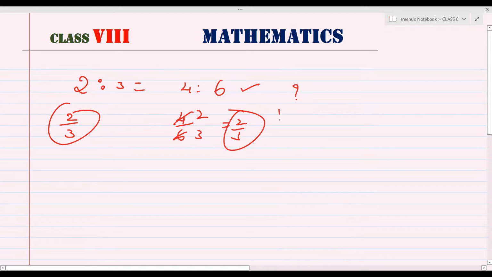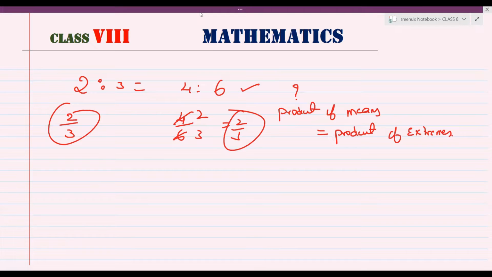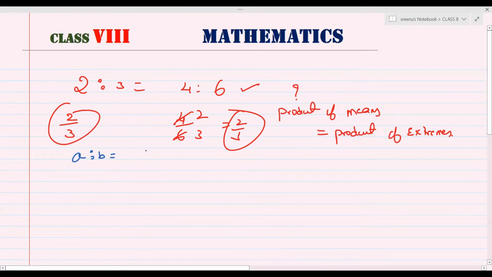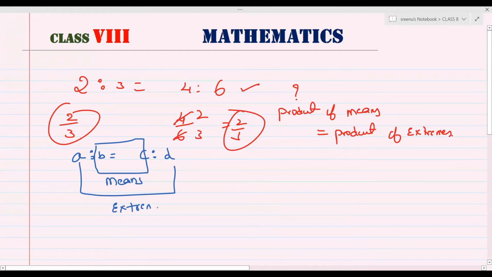If two ratios are equal, then they are in proportion. Then the product of means is equal to the product of extremes. This is the concept we'll see in this chapter. What are these means and extremes? Means are nothing but the middle terms. I will write A, B, C, D so you will understand. A is to B is equal to C is to D. Here B and C are said to be means, the middle terms. A and D are said to be extremes. So that is equal, that means B into C is equal to A into D.